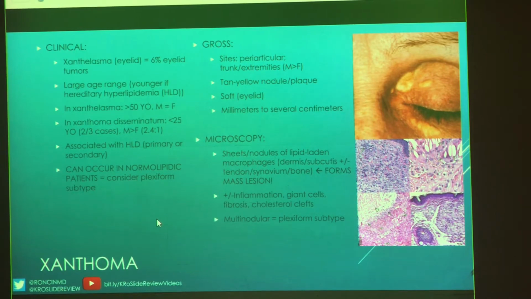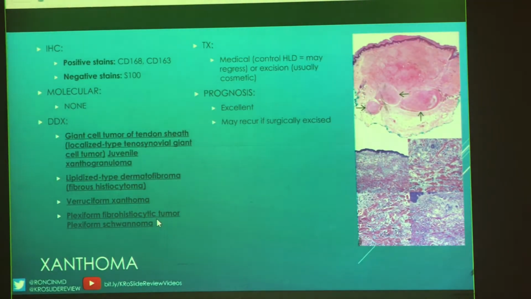Because these are large collections, they are going to form a mass lesion. You may or may not see inflammation. There is some chronic inflammation in our case. We do have giant cells in our case, which you can also see, and you may also see fibrosis or cholesterol clefts. And if they're multinodular, again, think plexiform. For your stains, although you don't typically have to stain for these, CD168 and 163 would be positive, and your S100 will be negative. There's no molecular to really know for this.